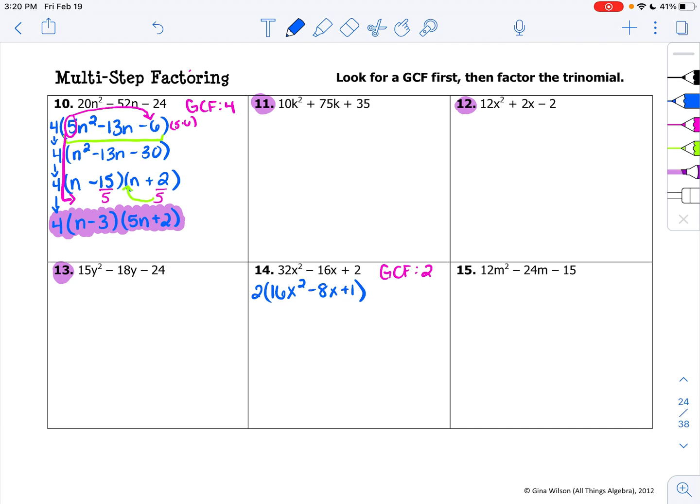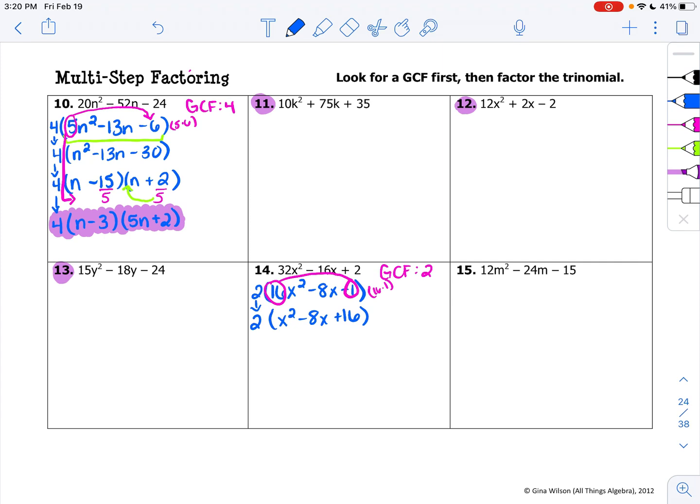Now, inside the parentheses, I still have a trinomial with a leading coefficient greater than 1, but my numbers are a little bit smaller to work with. So I'm going to use the slip and slide method. We're going to continue to bring our GCF down. We're going to take the 16 down to the 1. So that means we're going to do 16 times 1. This leaves us with x squared minus 8x plus 16, because 16 times 1 is 16. Oh, that's a plus.